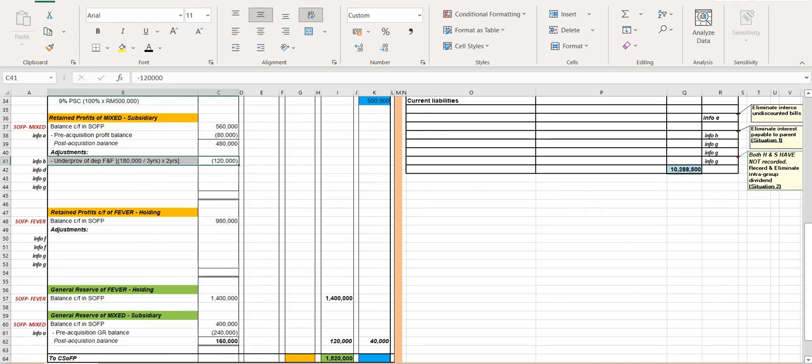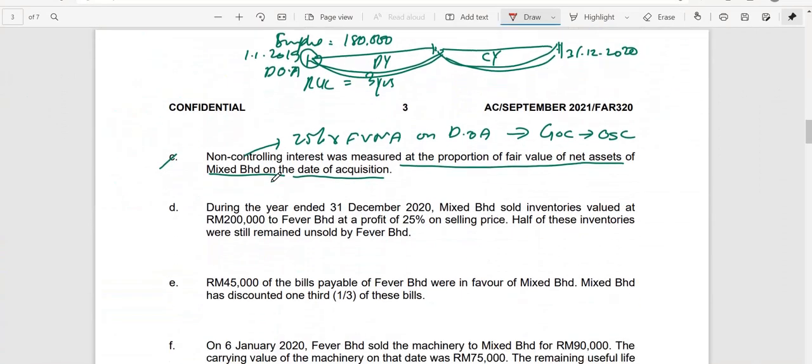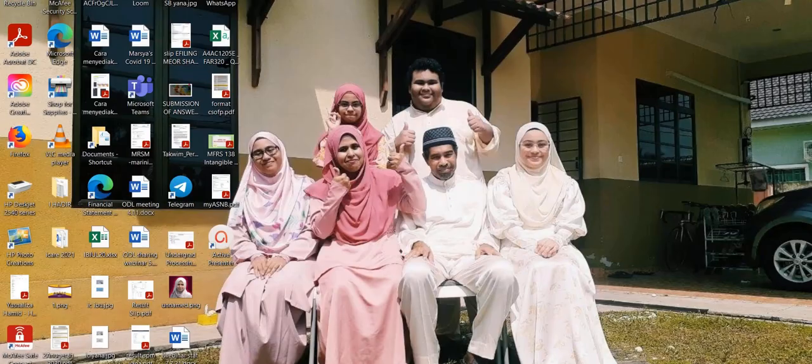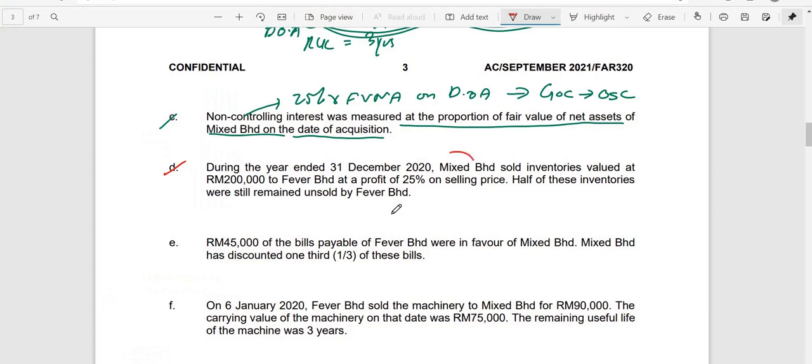Next, we go and do the remaining adjustment that have not been done, which is information D. Let's do information D. Information D is on intercompany sale. So Mix, which is the subsidiary, sell goods to Fever, that is the holding company. So this is actually the seller here is the subsidiary company. If the intercompany sale of inventory, the seller was the subsidiary, this is what you call upstream sales. So upstream sales, and it was valued at 200,000, and they charge a profit 25% on selling price.